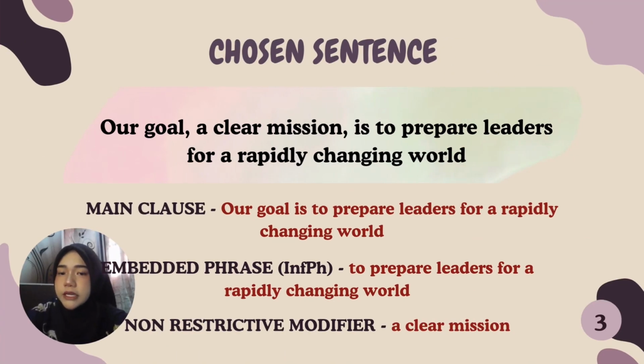Moving on to my chosen sentence. So this is the sentence that I chose for this presentation, which is: our goal, a clear mission, is to prepare leaders for a rapidly changing world. And in this sentence also, it includes main clause, embedded phrase, and also the NRM. The main clause here is our goal is to prepare leaders for a rapidly changing world. Next is the embedded phrase, which is infinitive phrase to prepare leaders for a rapidly changing world. And also the last one, non-restrictive modifier, which is a clear mission.